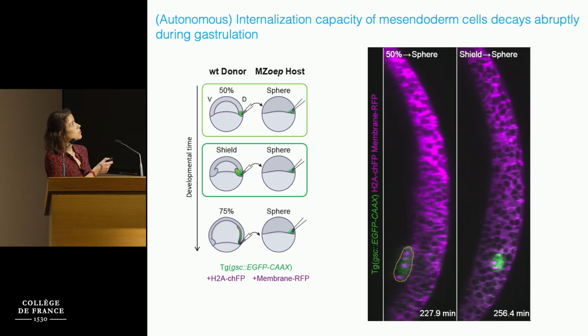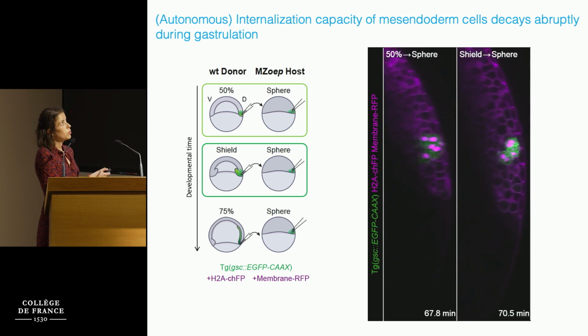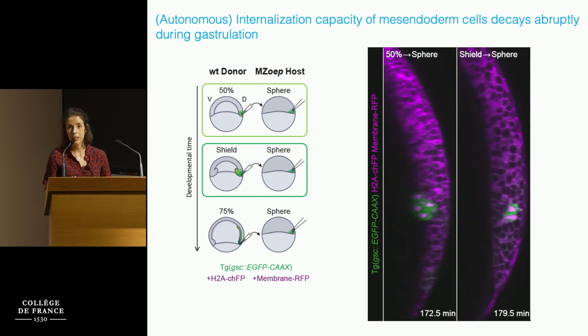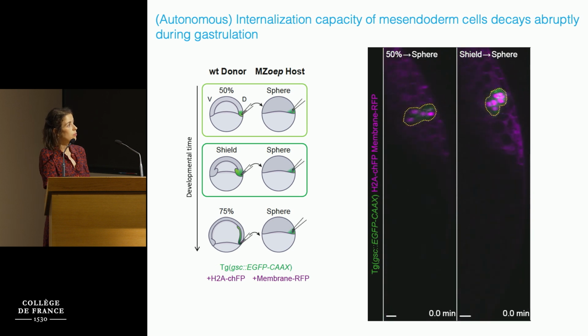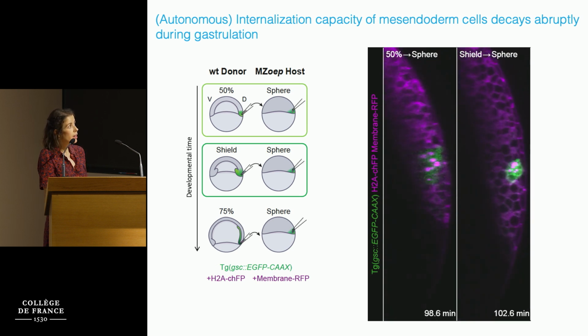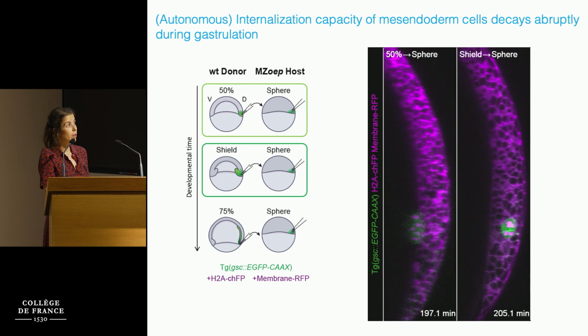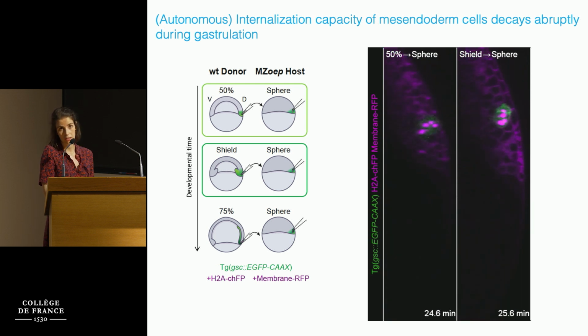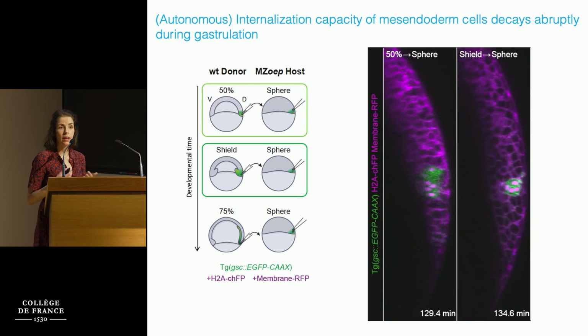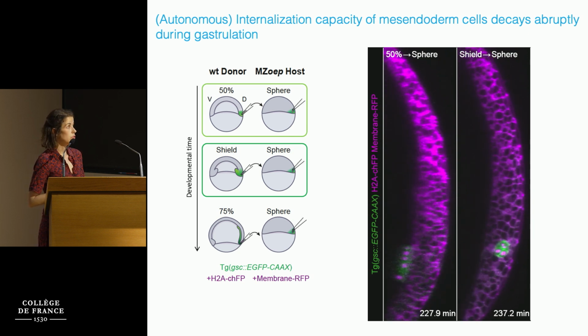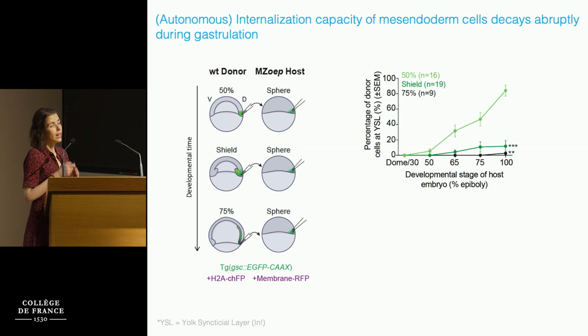Now, the surprise to us really came when we took cells from what we call shield stage. It's just 30 minutes after the start of gastrulation. And what you can see now is that the cells are there. They express the right marker, have the right fate, but they can no longer internalize. And they stay interspersed with the ectoderm until the end of gastrulation. This was really a dramatic difference in behavior. Early cells internalized nearly in all cases, whereas these later cells could not.